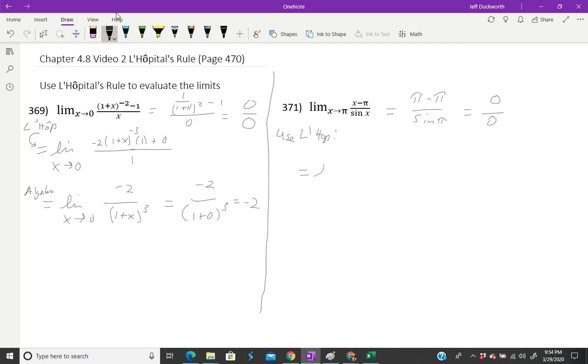So this limit equals the limit as x approaches pi. The derivative of the numerator is 1. The derivative of the denominator, the derivative of sine, is cosine, so cosine of x. Now I can evaluate this. So this is 1 over cosine of pi. And cosine at pi is going to equal negative 1. So negative 1 is my answer. And that's another couple examples using L'Hopital's rule.